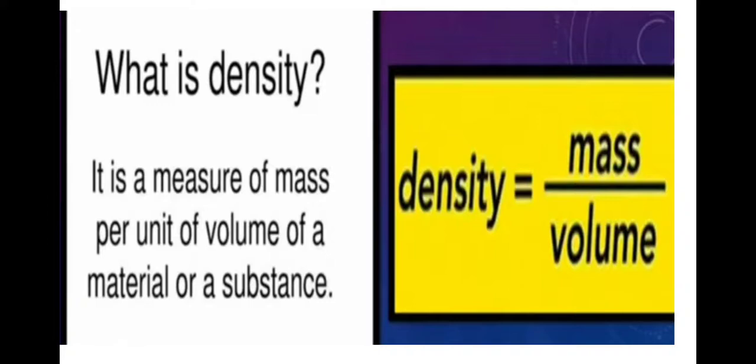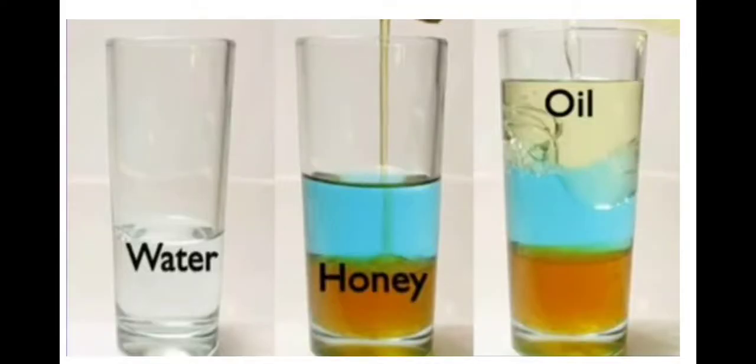What is the formula for density? Density is equal to mass divided by volume. To understand clearly, let's do one activity. Density is the amount of mass in a unit volume of matter. Every substance has a different density. To understand this idea of density, let's do this activity in your home.